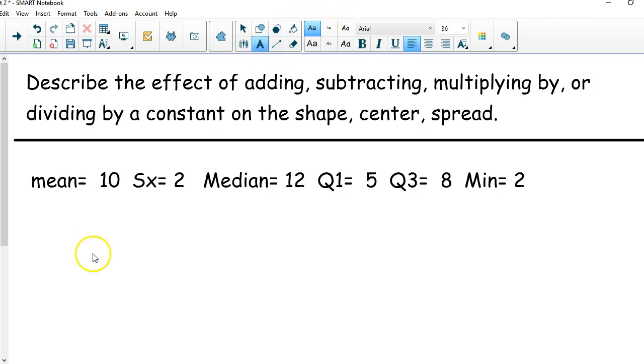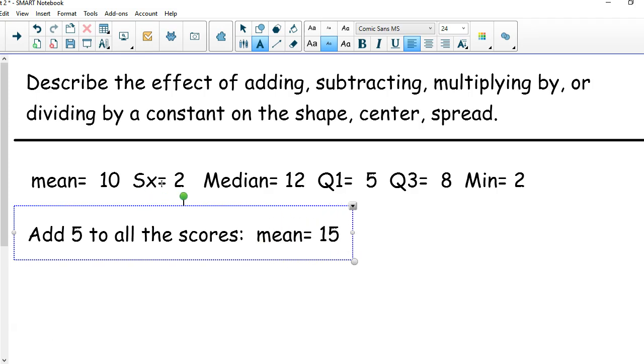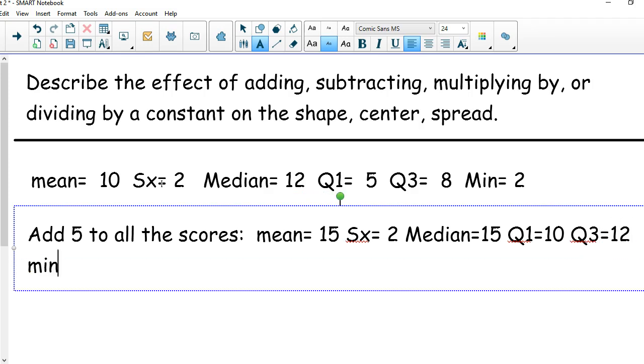What's going to happen to the distribution if I decide to add 5 to all the scores? I don't need to take the list of data, add 5, and rerun my one variable stats. I know that when I add 5, that's going to change the center, so the new mean will be 15. The standard deviation, the spread, is not going to change when I'm adding or subtracting. The median is going to go up by 5. That's 17. Quartile 1 is a measure of location. That's going to go up by 5 as well. That's 10. Quartile 3 will go up by 5. That's 13. And my minimum will go up by 5. That's 7.